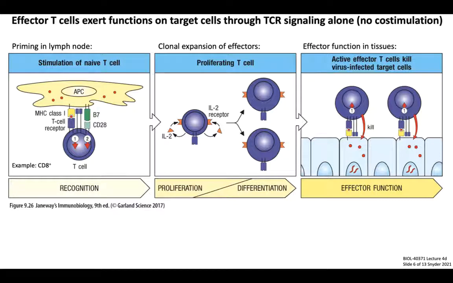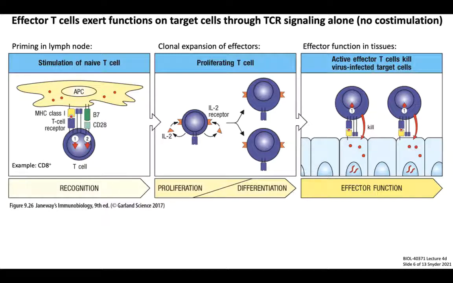But a key difference between naive T cells and effector T cells is the fact that effector T cells can become activated in response to TCR stimulation alone, so they no longer require co-stimulation or signal 2 in order to deploy their effector mechanisms. In this example, we are looking at CD8 positive T cells, which recognize foreign antigen on MHC class I that's expressed by infected cells.